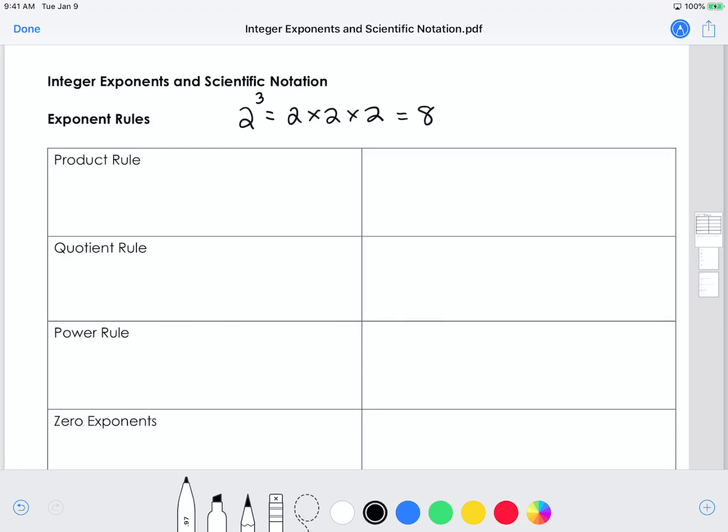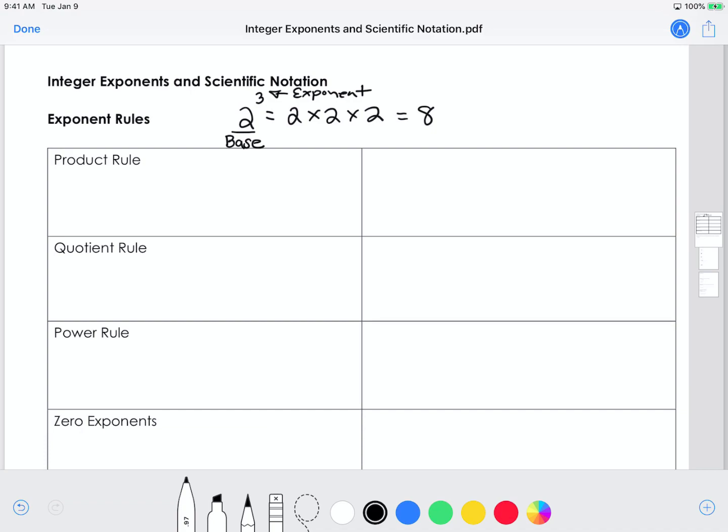Be careful. A lot of people will do a quick evaluation and not think it through and say 2 to the 3 is 6 because they think 2 times 3 is 6. But 2 to the third means you take 2 and multiply it 3 times. 2 is what's called the base. That's what you're multiplying. And the exponent is what tells you how many times to multiply the base.